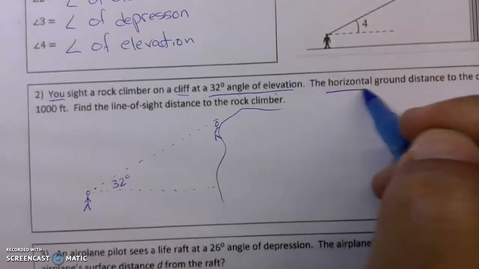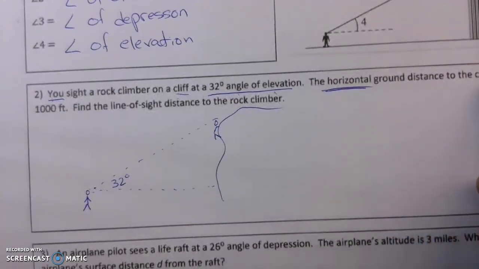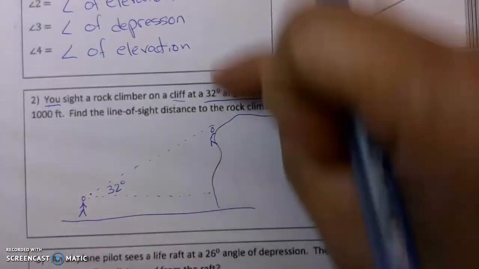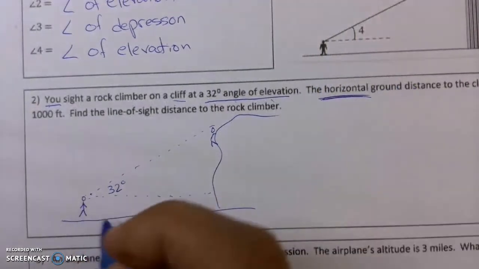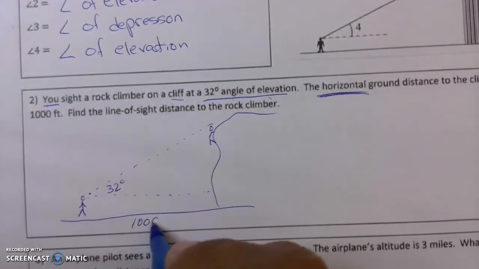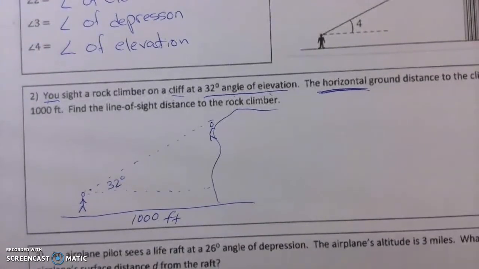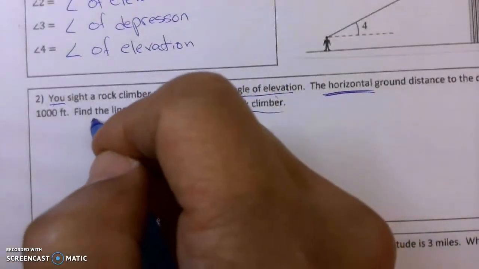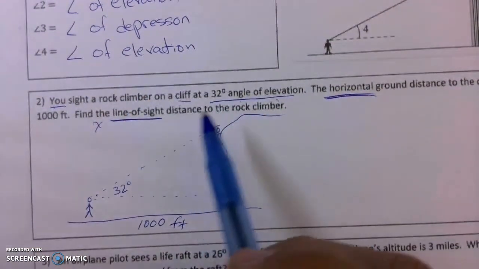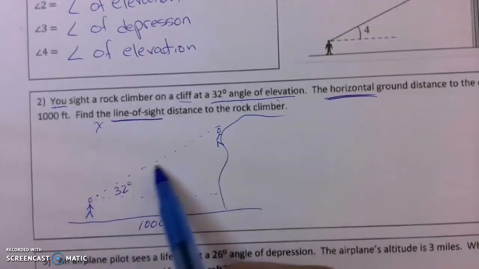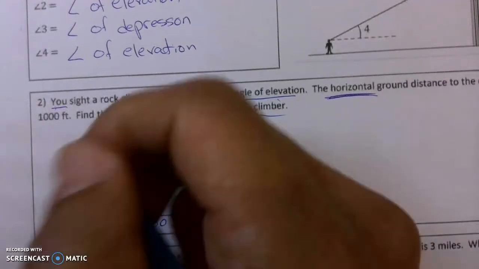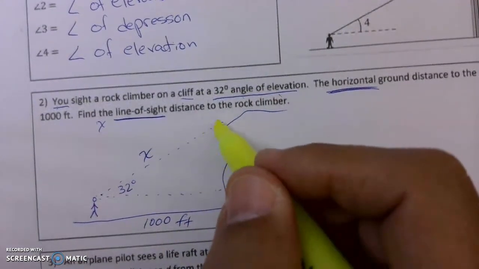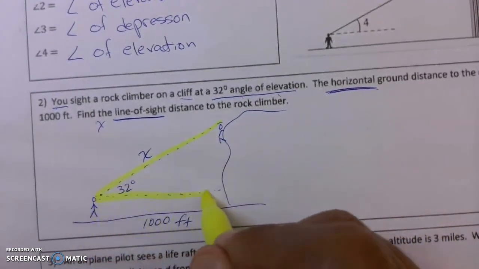The horizontal, that's an important word, ground distance to the cliff is 1,000 feet. So on the ground, horizontally is left to right, vertically is up and down. So they want the horizontal ground distance of 1,000 feet. So from you to this cliff is 1,000 feet. Find, of course that's x, the line of sight distance. So whatever you're trying to find is x. The line of sight to the rock climber. So here you are with your eyeballs, and this is the line of sight. So this will be x here. Okay. So what we have here is going to be a right triangle.